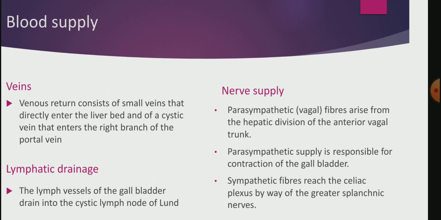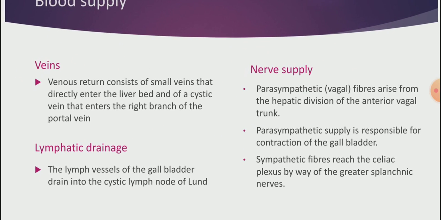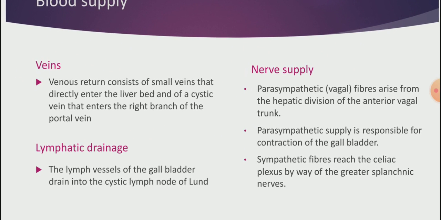Veins. Venous return consists of small veins that directly enter the liver bed and of the cystic vein that enters the right branch of the portal vein. Lymphatic drainage. The lymph vessels of the gallbladder drain into the cystic lymph nodes of Lund.